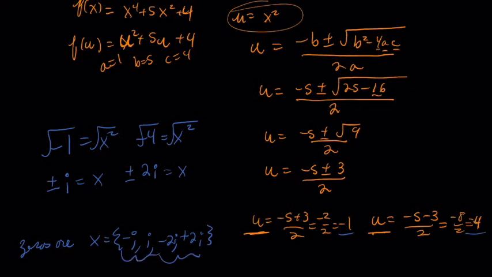So if I wanted to write f of x fully factored, f of x would equal x plus i, x minus i, x plus 2i, x minus 2i. And if I was to FOIL this bad boy out, I'd get back to my original degree 4 polynomial.